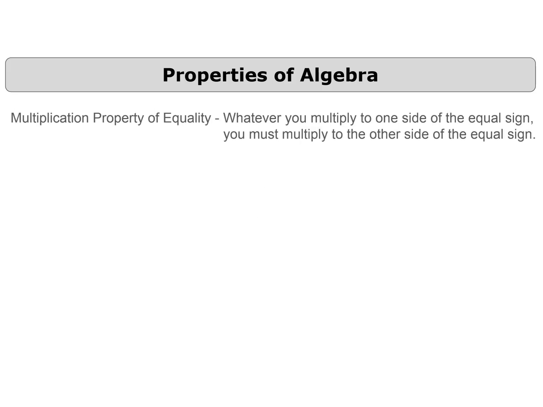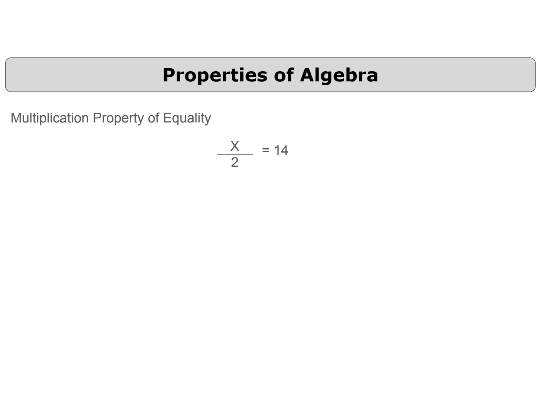The 12s will cancel out, and we will get x is equal to 7. The multiplication property of equality states that whatever we multiply to one side of the equal sign, we must multiply to the other side of the equal sign. Here we have x divided by 2 is equal to 14. Since we are dividing x by 2, to get x by itself, we would need to multiply the left side by 2. Therefore, multiply the right side by 2.